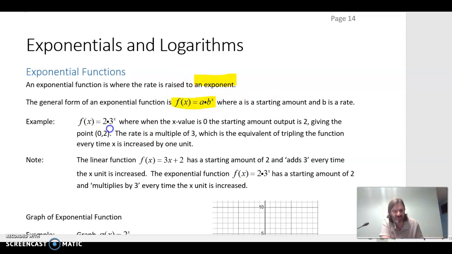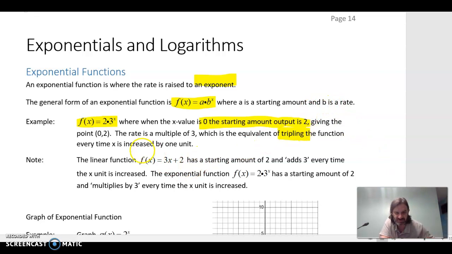Okay, so an example here would be f of x equals 2 times 3 to the x. So 2 is where this thing starts, so it has the point (0, 2). If you plug 0 in, you'd have 3 to the 0, which is 1, so it just leaves you with the 2. And what's happening here is as you increase x, you're multiplying by 3 each time because you're increasing the exponent. 3 to the first is 3, 3 squared is 3 times 3, 3 cubed is 3 times 3 times 3. So essentially you're multiplying by an additional 3 every time you increase x, which is causing this function to triple.